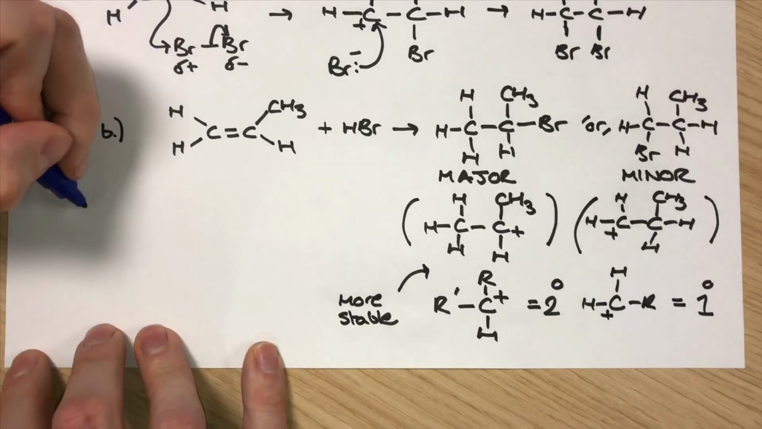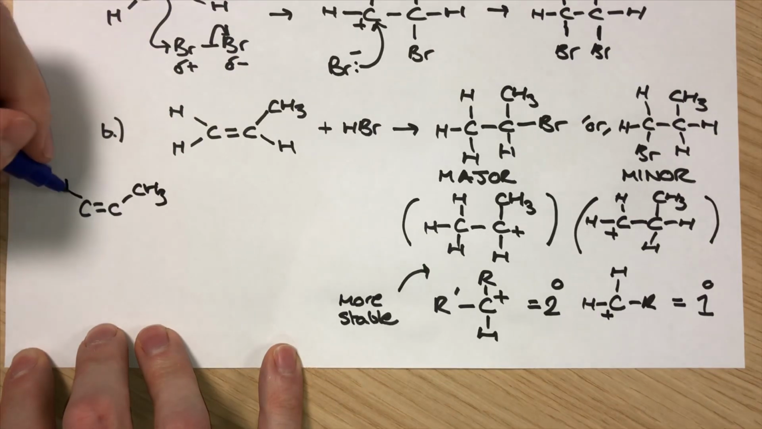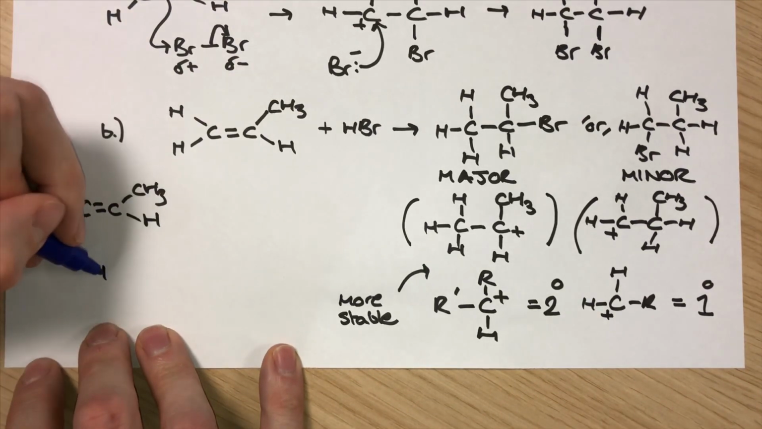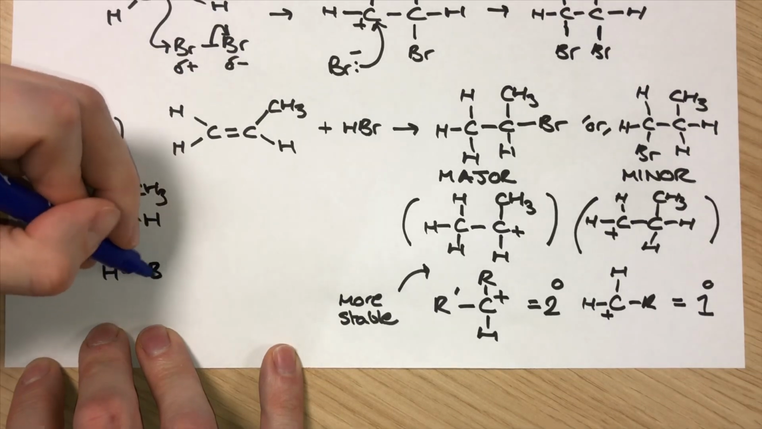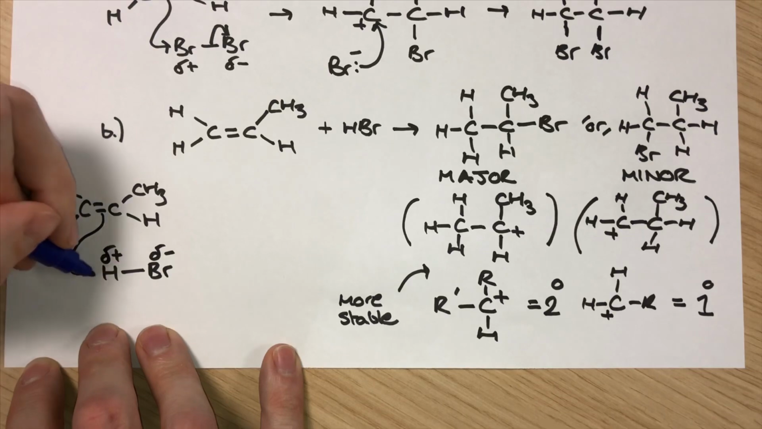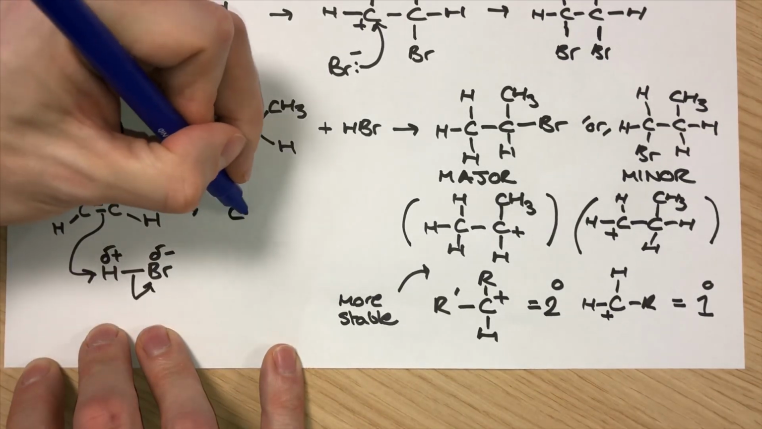Hence, a majority of the time, when the mechanism has to make a choice, if you will, it's going to go in the direction which is more stable, and we end up with 2-bromopropane being the more common product. What I'm going to outline for you here on the left is actually the mechanism for the formation of the major product, just so you can see this selectivity in action.